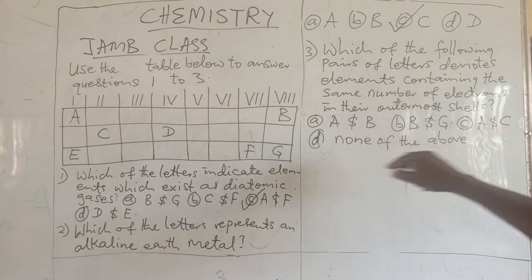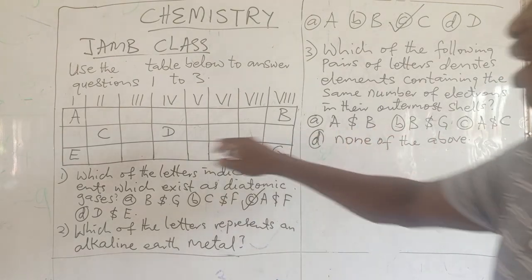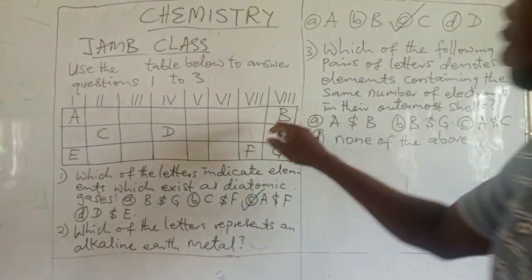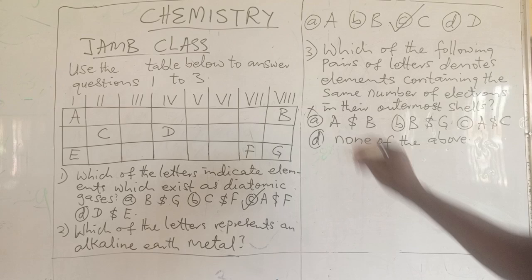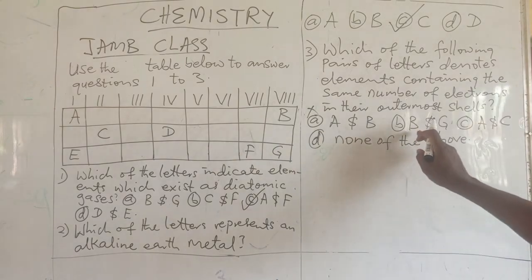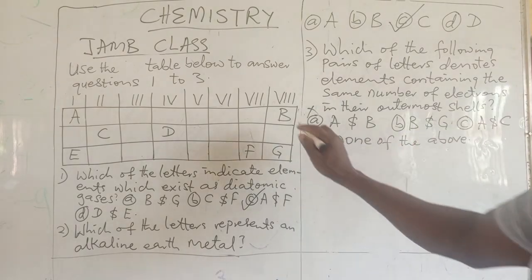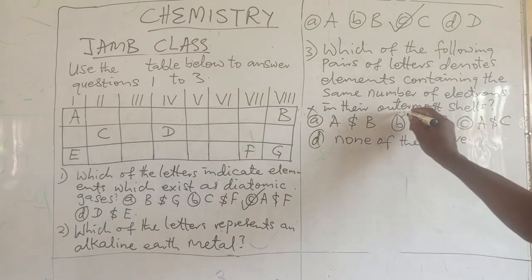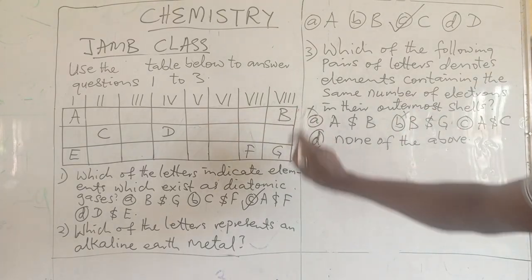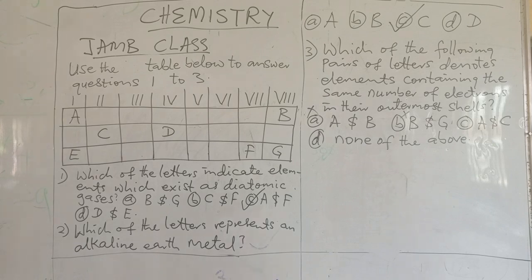If you even have them, then let's see A and B. A carries 1, B carries 2 on the outer shell, so that is wrong. B says B and G. Where is B? B carries 2, G carries 8. So this is also wrong. Some persons may have rushed to pick that as the correct option.